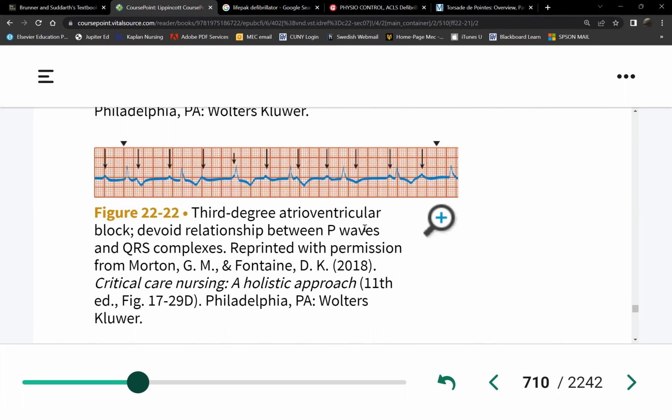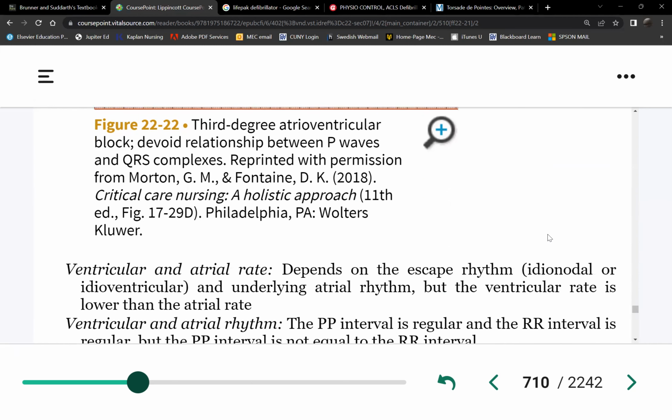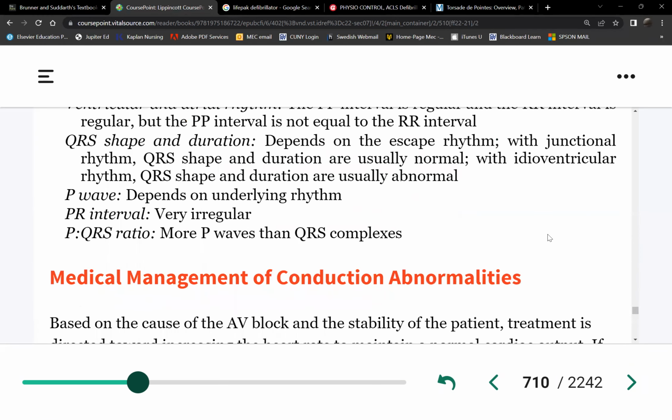Third degree heart block is now the worst because the patient has a separate atrial rate and also a separate ventricular rate. It's also called by two other terms. Besides third degree heart block, it's also called a complete heart block. It's also called AV dissociation.